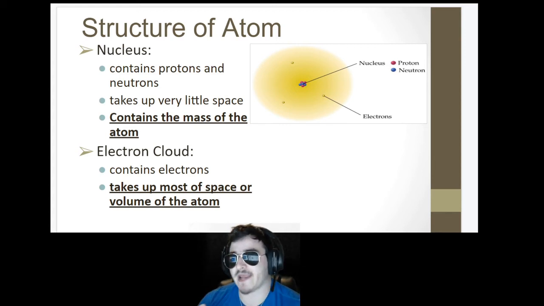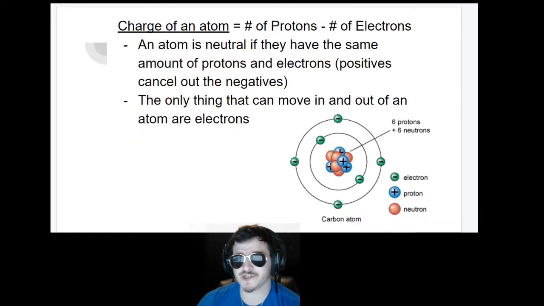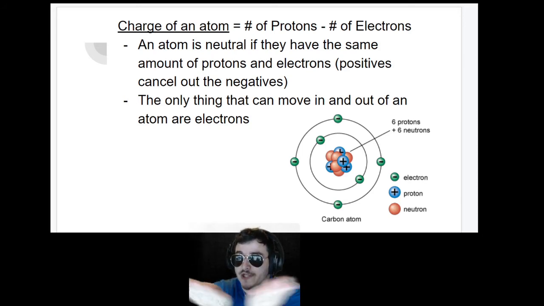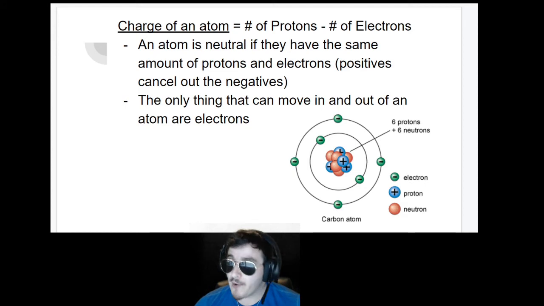But before we have to answer any questions with it, we need to know what we're dealing with. First of all, the charge of an atom. The charge of an atom in this course is typically neutral, which means that the positives and the negatives are canceling each other out. I've got the same amount of protons as I do electrons. That's normal. However, electrons are the only thing that can move in and out of atoms.